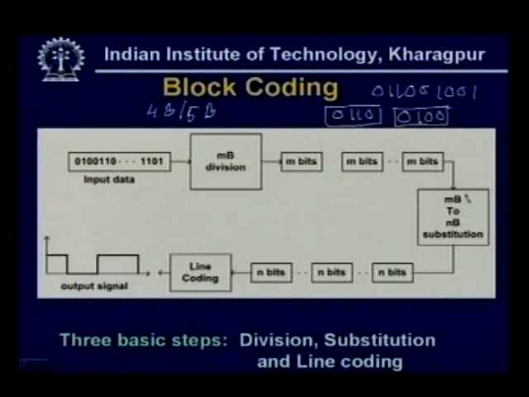Then that M bit block is applied to MB to NB substitution. So, each M bit block is replaced by N bits. In this case, each of these 4 bits will be replaced by 5 bits for this particular example. Then ultimately these N bits are line coded, and line coding we have already discussed, and that output signal is transmitted through the transmission media. This is the basic scheme.